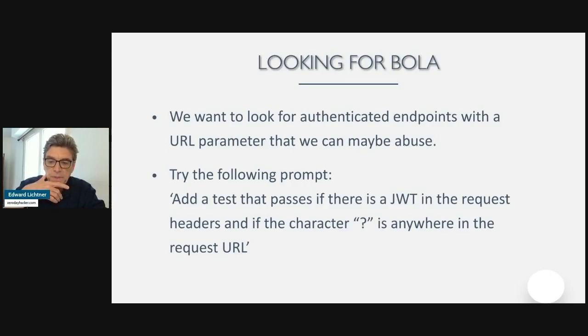Suppose we want to look for BOLA vulnerabilities. We could do that by looking for authenticated endpoints with a URL parameter that we could try to abuse. So we could use the following prompt: add a test that passes if there is a JSON Web Token in the request header and if the character question mark is anywhere in the request URL. Okay, so here we want authenticated endpoints, hence the request for a JSON Web Token. And we want a question mark in the URL because this will tell us that we have a parameter that we can try to abuse.